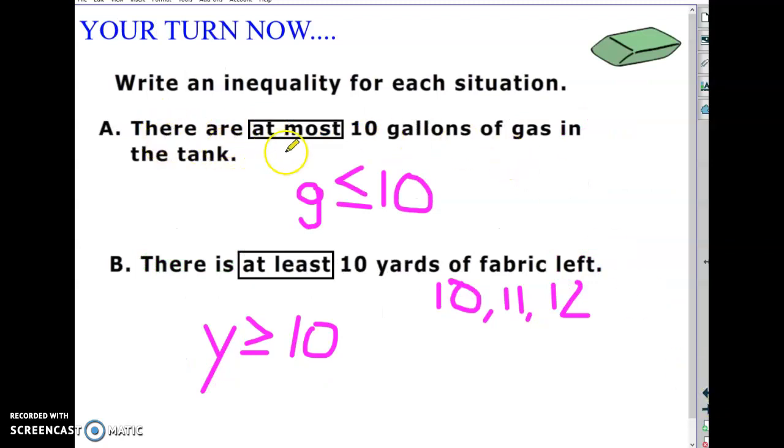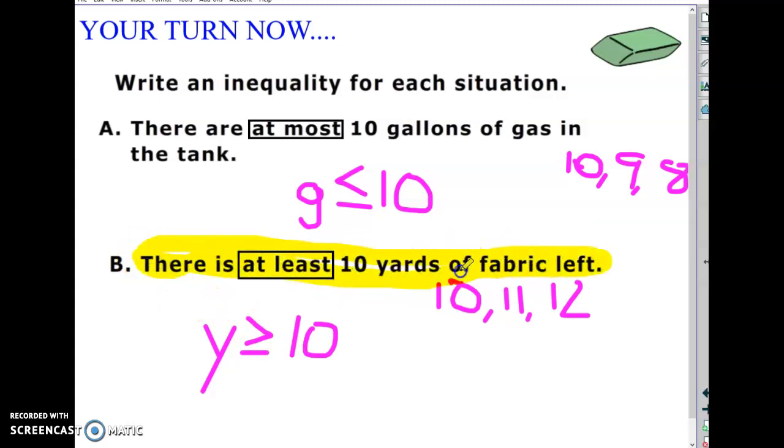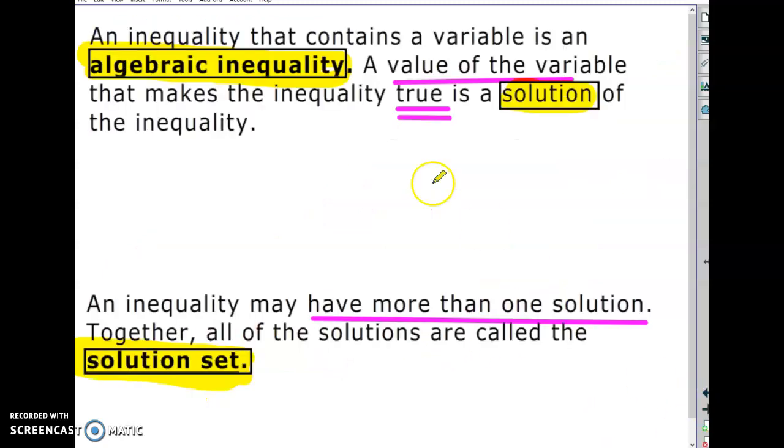A couple others. There are at most 10 gallons of gas left in the tank. That means there could be 10 gallons, there could be 9 gallons left, there could be 8. So our inequality would be G for gallons is less than or equal to 10. Letter B says there are at least 10 yards of fabric left over. So there could be 10, 11, or 12. If Y stands for the number of yards, the number of yards is greater than or equal to 10 would be the solution set for that inequality.